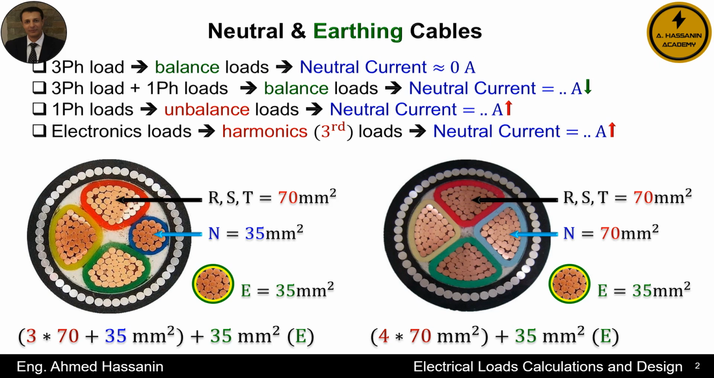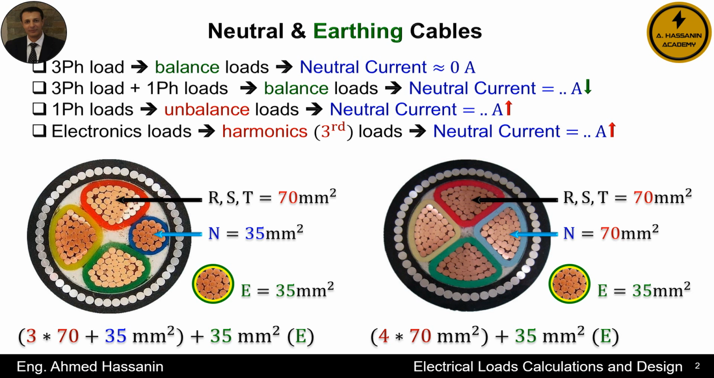Finally, for electronic loads, these loads generate current harmonics in their phases, R, S, and T, such as the third harmonic. This means these loads are unbalanced, resulting in a high current flowing through the neutral cable due to the harmonics. Therefore, before selecting the correct cross-section area for the neutral and earthing cables, we must first understand the type of loads we are dealing with.